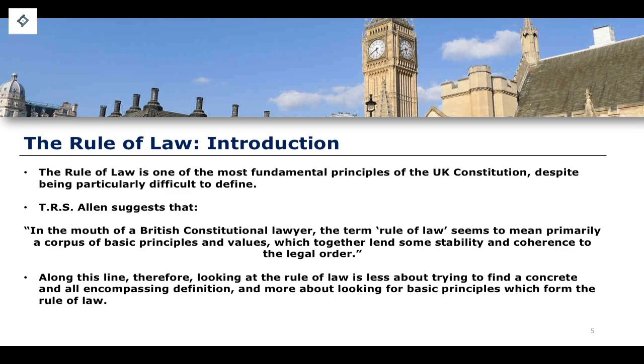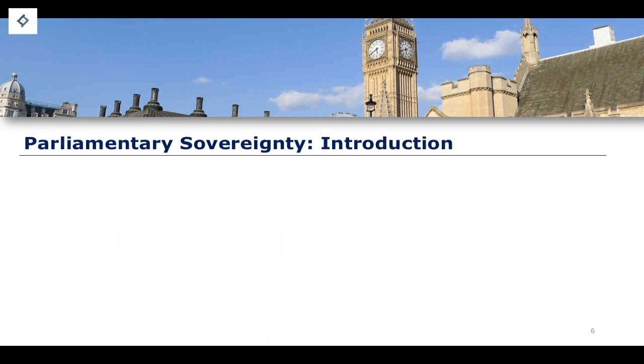And so along this line, looking at the rule of law is less about trying to find a concrete and all-encompassing definition that you could just look up in a dictionary, but rather looking at a number of basic principles which together form the basis for what we could describe as the stability and coherence of a legal order, and therefore be able to find the stability of this principle of the rule of law.